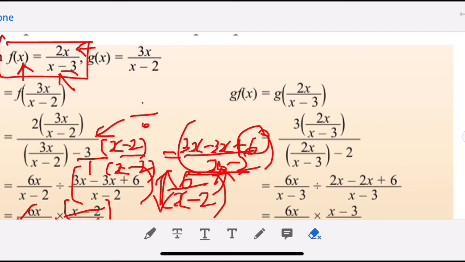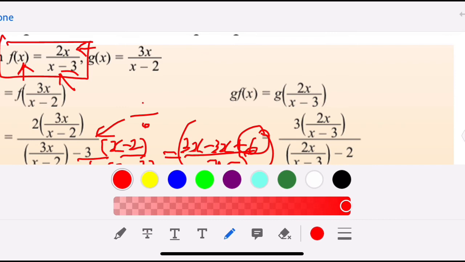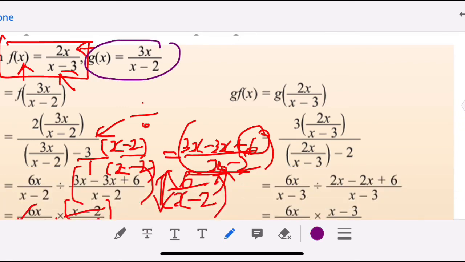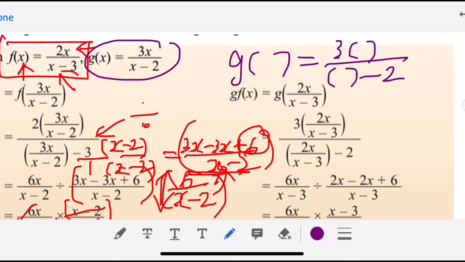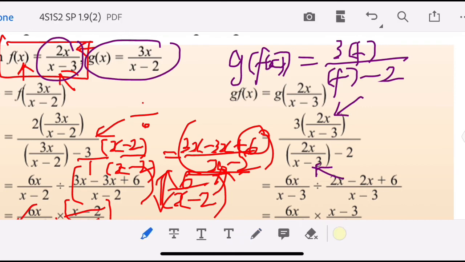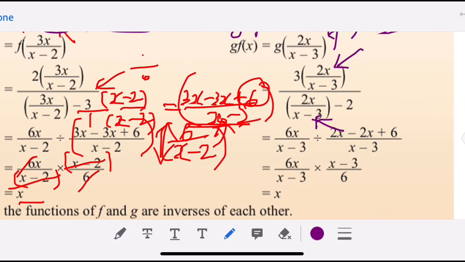So we will copy down the g. We'll copy down the g, the function g, something 3 something over something minus 2. The something that you need to put in is fx, this one. So you put the fx here. So this is fx and this is fx. Okay, fx. And then when you simplify, you need to be very careful.